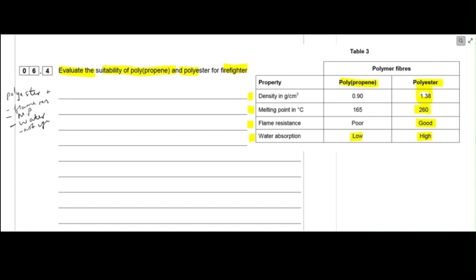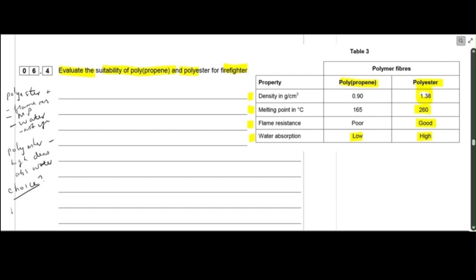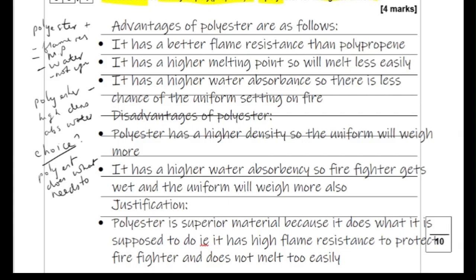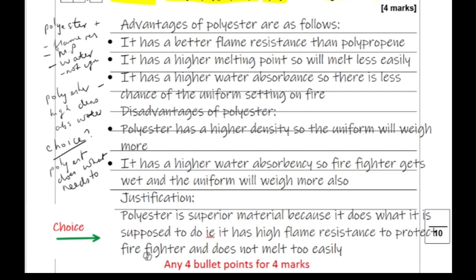Now, it's an evaluate one, so you have to make a choice. So we'd put something like polyester does what it needs to do in terms of flame protection and melting. If you look at the actual answer, we've got quite a few different bullet points here, and in the mark scheme you only need 4 of those. So we've talked about advantages of the polyester, disadvantage, and then in the end we've made a choice. This is the choice here.